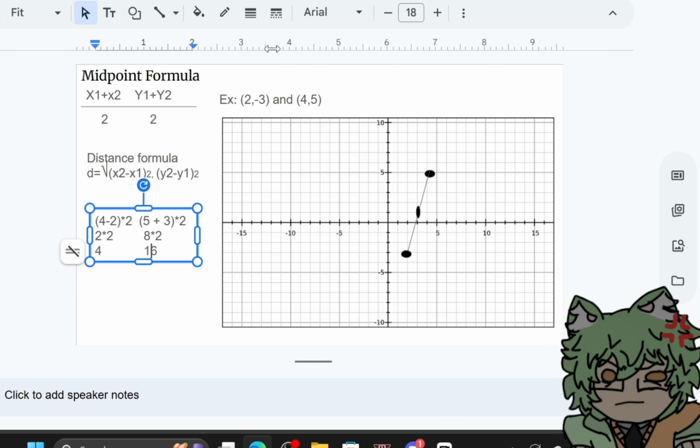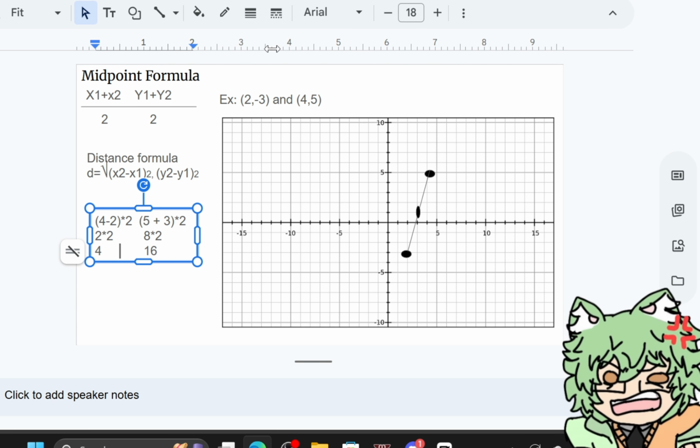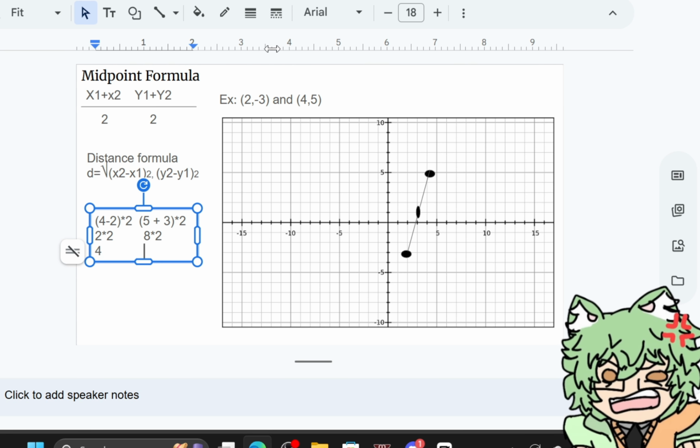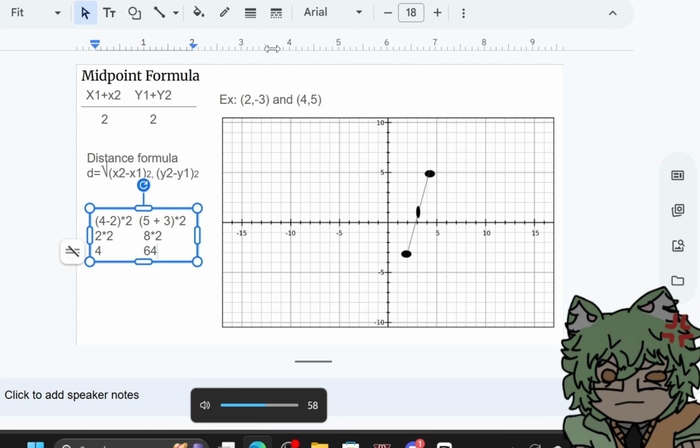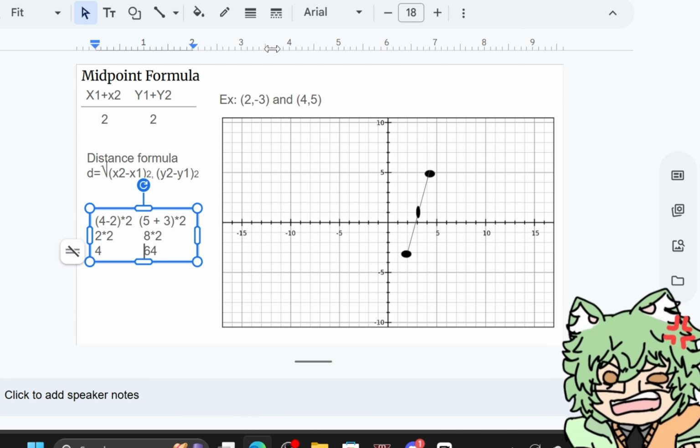I'm just being drunk. Okay, so now you have 4 and 16. Oh, I'm actually schizo. I mean 64. I am actually schizophrenic. If y'all didn't know that already, I'm very schizophrenic.